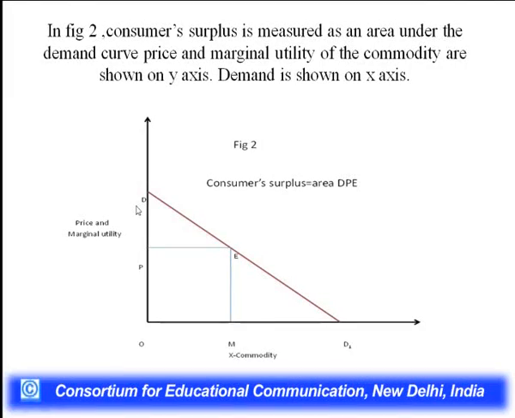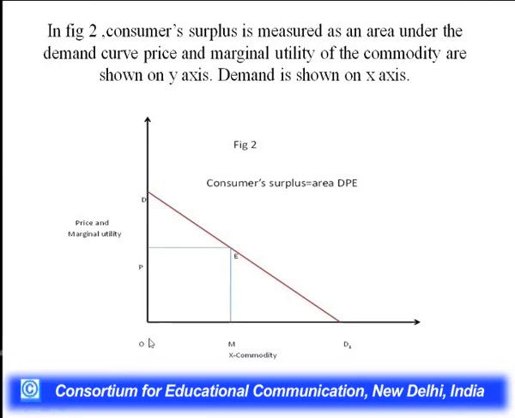In figure 2, we can show the consumer surplus. Again you see we have taken X commodity on the X axis, and price and marginal utility on the Y axis. Price is equal to OP. Here DD1 is the demand curve and it is also the marginal utility curve.